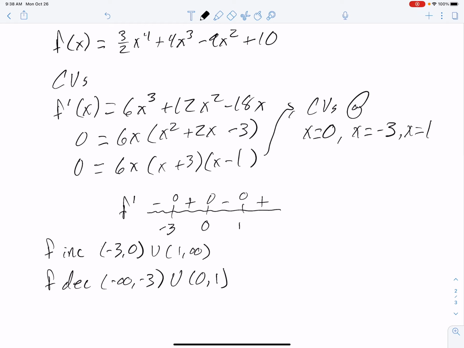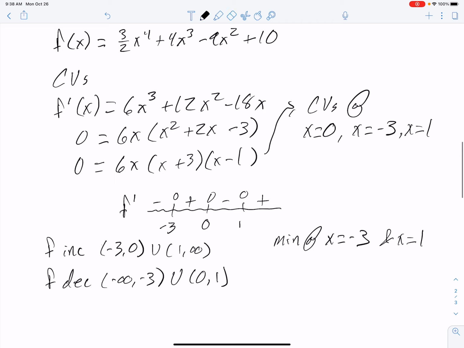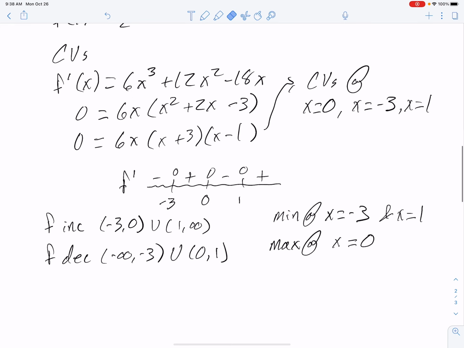And this lets me be able to say that I've got a minimum at x equals negative 3 and at x equals 1, because again, my derivative was negative then positive, which means my graph would have been going down then up. I have a maximum at x equals 0, since that's where my derivative changes from positive to negative. If I wanted to find these values, I would substitute them in to the original.